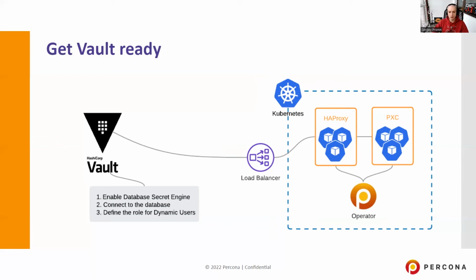Then we're going to need to configure HashiCorp Vault to connect to our database. Basically, it's just providing the endpoint and the username and password that we created on the previous step on the database side. And also, we will need to define the role for dynamic users. This role is actually what is going to limit the access for our dynamic users inside the database, where they can connect from, what kind of data they can work with, what they can do with this data, can they select, insert, and so on.